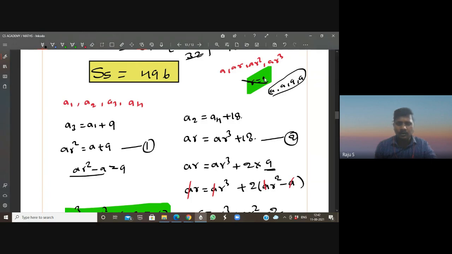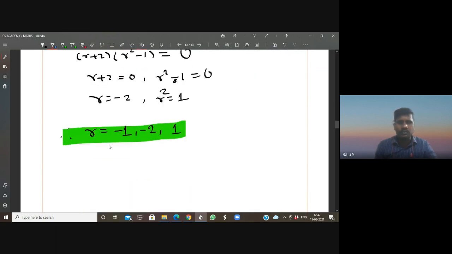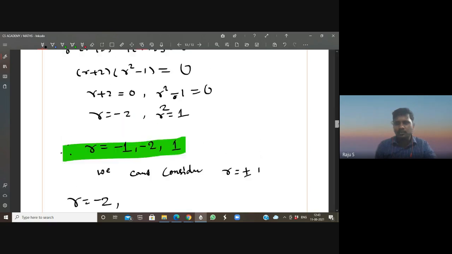No. When I take R is equal to minus 1, what is the given sequence? A, minus A, plus A, minus A. Is the second term 18 greater than the fourth term here? Is the third term 9 greater than the first term? Is that right? So we can't consider R is equal to plus or minus 1. So R is equal to minus 2 alone. It is correct. This minus 2 you have to substitute here.